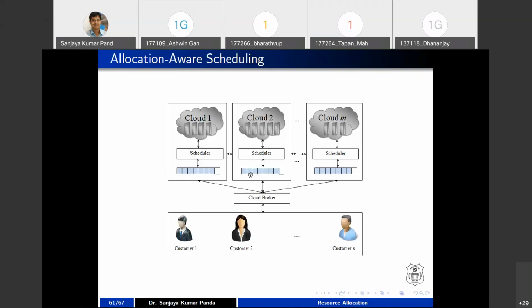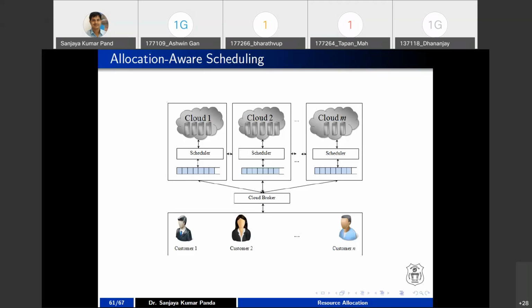And it decides which cloud is free, which cloud is busy. This is possible because of the standard SLA, or standard API or standard library, if you prepare; only then is allocation aware scheduling possible. The way the cloud broker is assigning the work to the different clouds, and the order in which the cloud is going to assign the resources, is different. What I want to say here is that the scheduling algorithm used in the cloud broker is different from the scheduling algorithm used by the cloud.